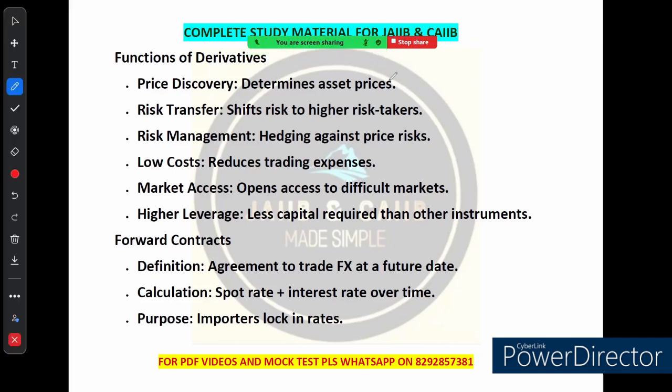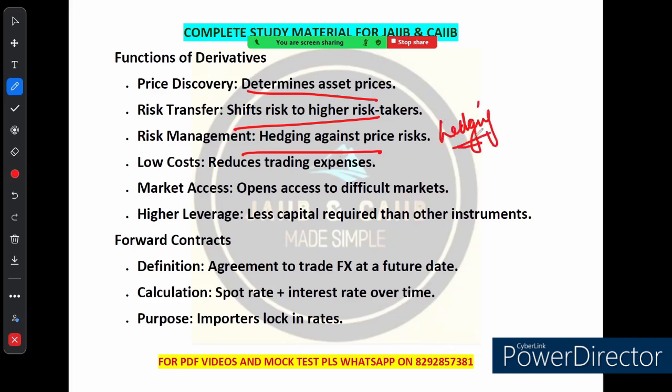The first thing they do is price discovery. They help figure out the right price for the asset. The next thing is risk transfer. They transfer risk from one party to another. Next comes risk management. They help protect against unexpected price rise, which we call hedging. So when I say hedging, it means protection against unexpected price rise.